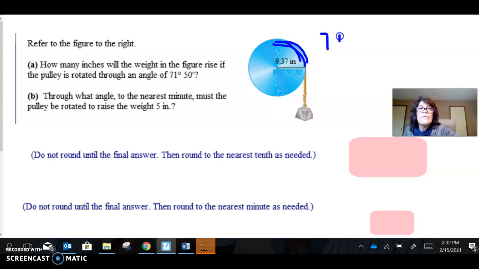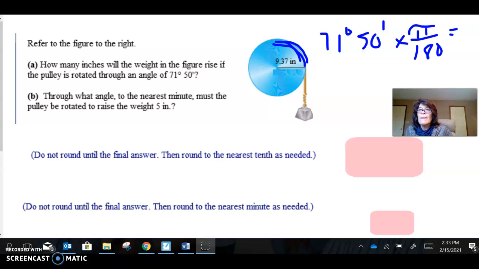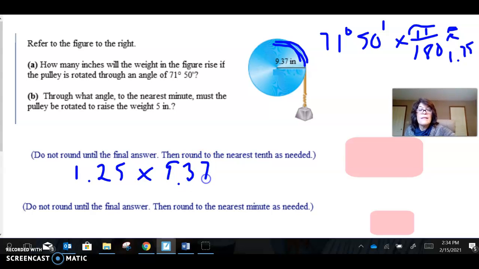Okay, so I'm going to take 71 degrees, 50 minutes, and change that to radians. Okay, I might do that on my calculator. Okay, so that turned out to be about 1.25. So I'm going to take 1.25. That's how many radians it is, times the 9.37. Okay, that's my theta times my radius. And I get 11.7. Yep, 11.7 inches.